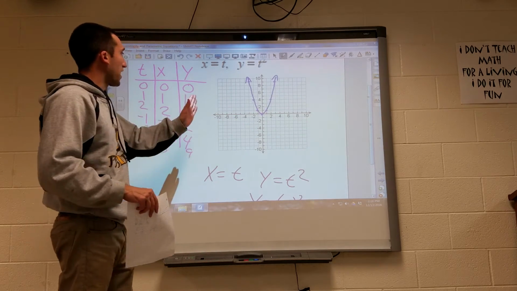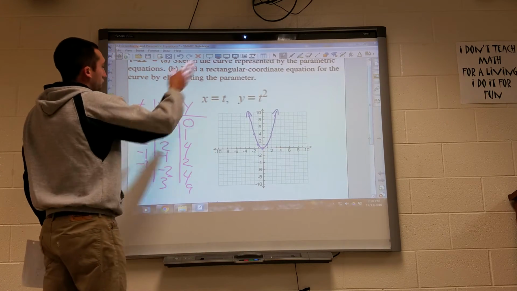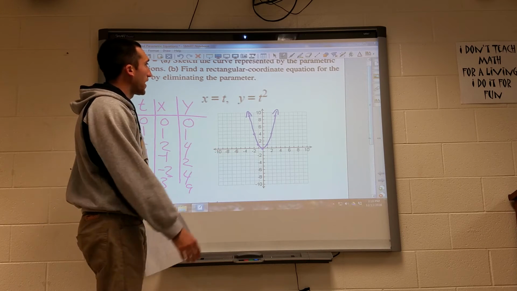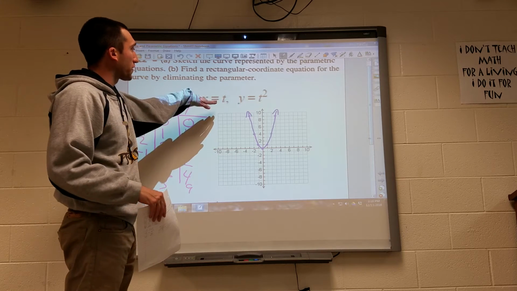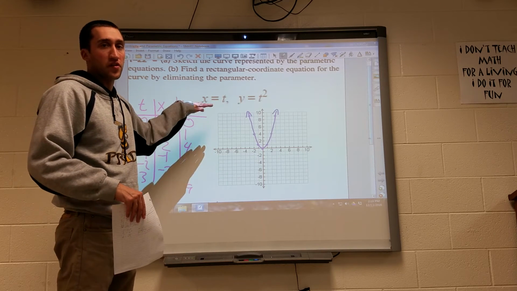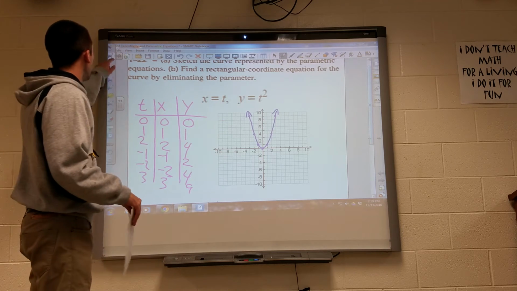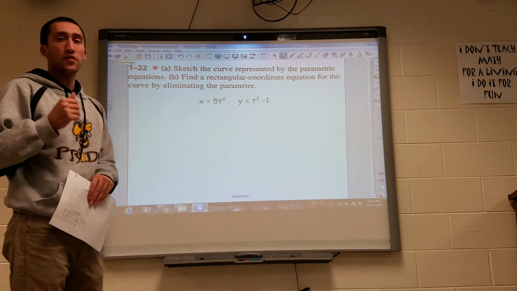So we first graphed using the parametric equations. We used those to plot some points, and then we eliminated the parameter. We got rid of that third variable by solving for t. It was convenient, it was already solved for t, and then we plugged it into the second equation. Since that one was so simple, I have one that's a little more difficult.